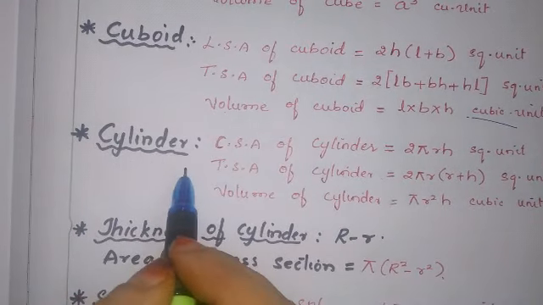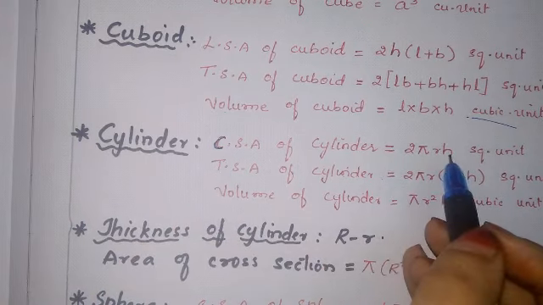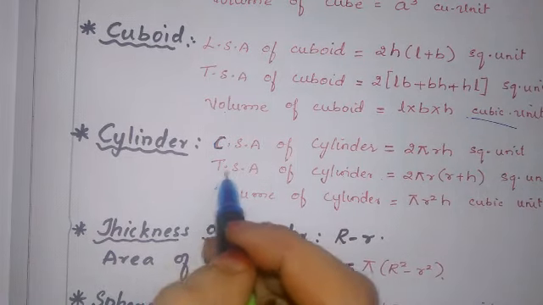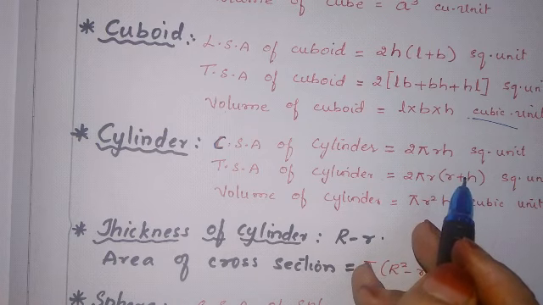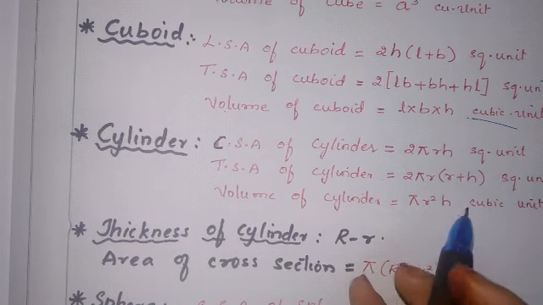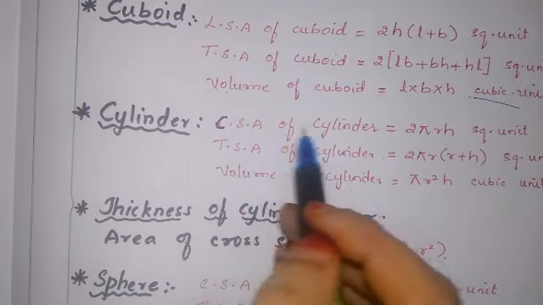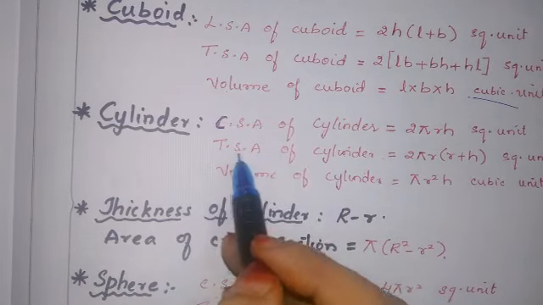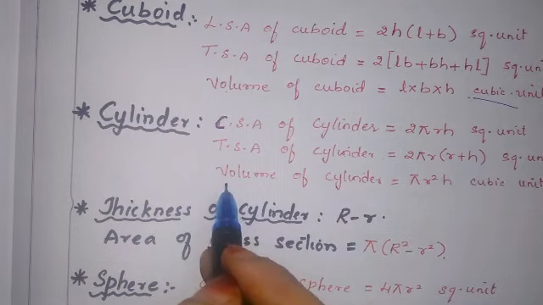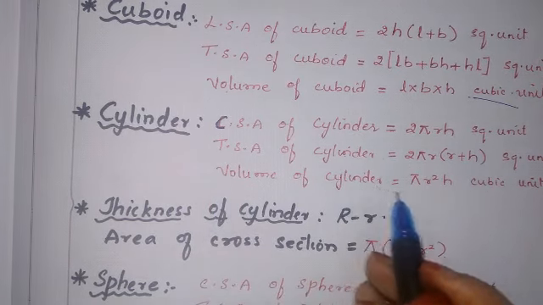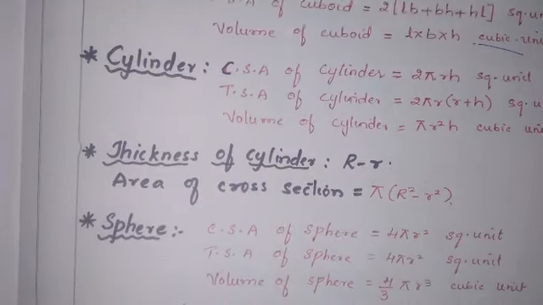Next, let us see the cylinder. Curved surface area of cylinder is 2 pi r h, in square unit. Total surface area of cylinder is 2 pi r (r + h). All these formulas you learned in 9th standard, but still, just one time, it is like a revision. Curved surface area of cylinder is 2 pi r h, total surface area of cylinder is 2 pi r (r + h), and the next is volume of cylinder, pi r square h. These formulas are very important in 10th standard.